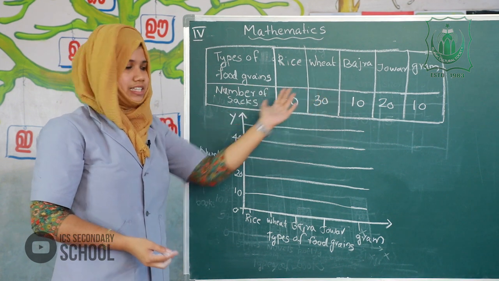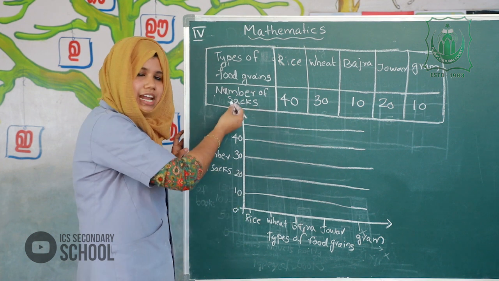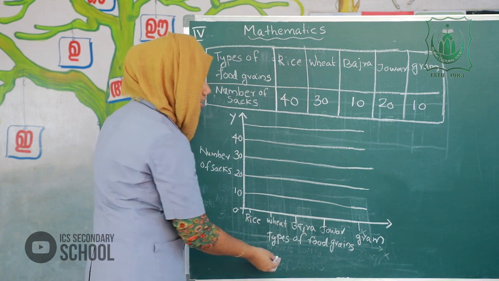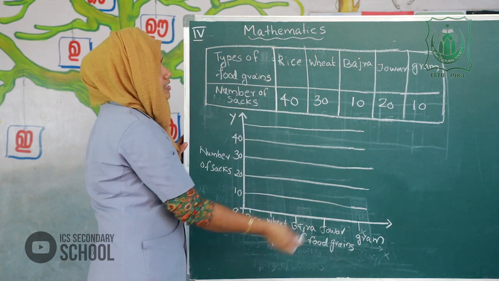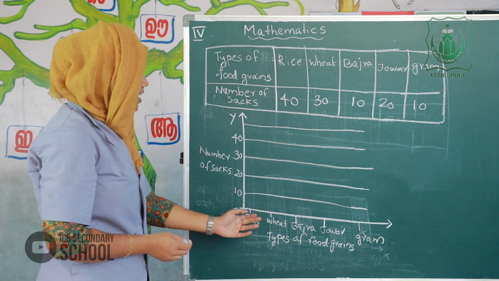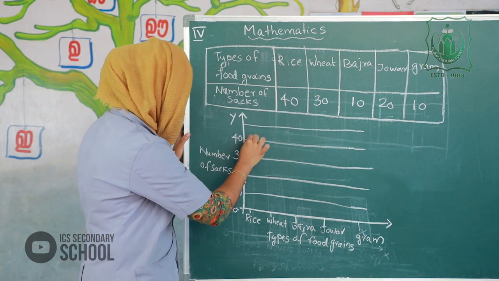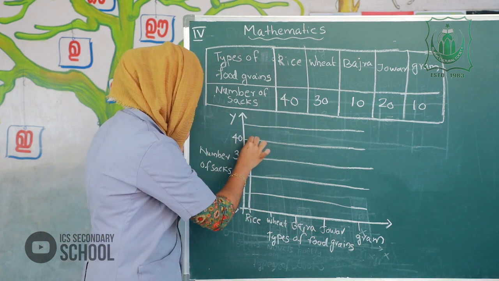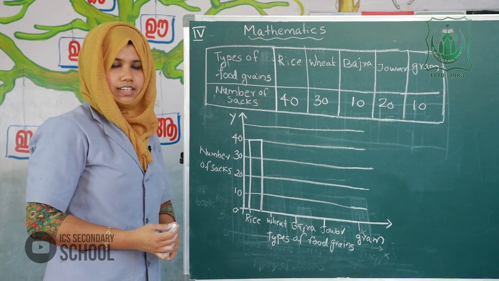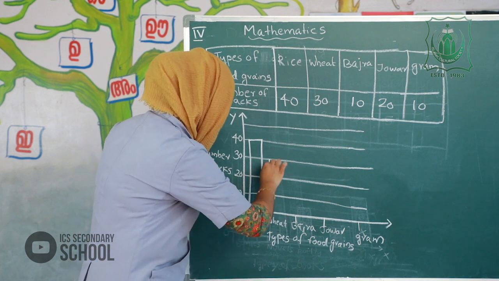So if you get a data, first you draw the horizontal line and vertical line, then draw line at equal distances. Then on x axis you write the types of food grains and y axis the number of sacks. So how many rice sacks are there? 40. So here we can draw a rectangular bar like this. Is it clear that? Next, how many wheat are there? 30. So here 30.